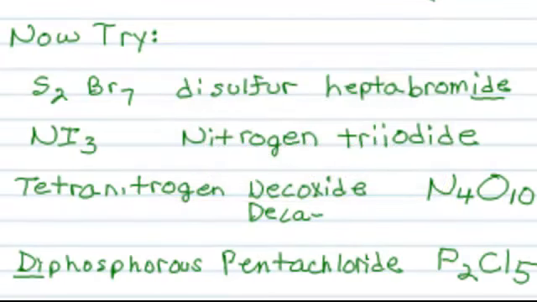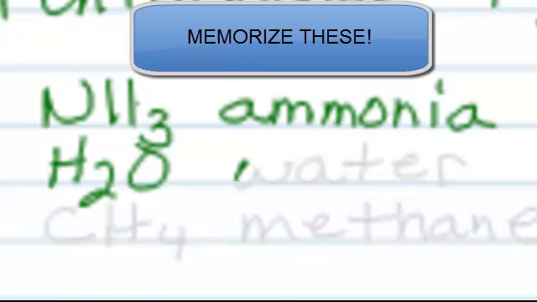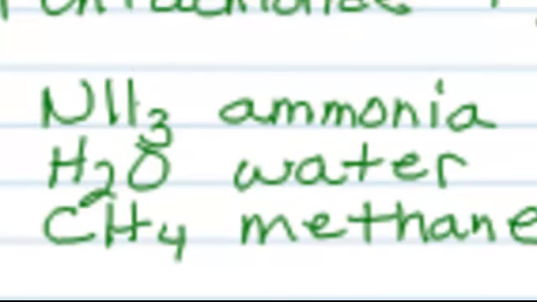Now there are 3 exceptions that you do need to know to this naming, and those are NH3 is ammonia. You just need to memorize that name. H2O is water. We don't call it dihydrogen monoxide, it's just water. And CH4 is methane. Those 3 you need to memorize, but the rest you can do by just using the rules that I've just given you.